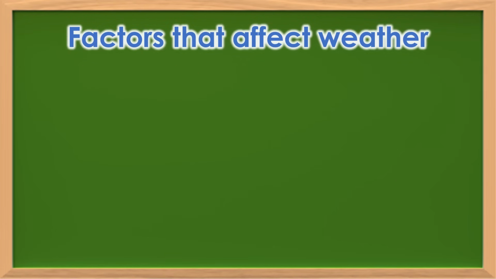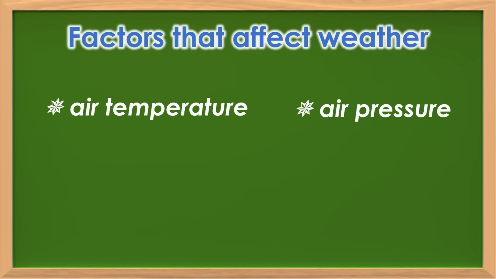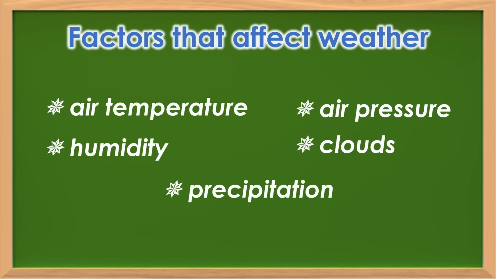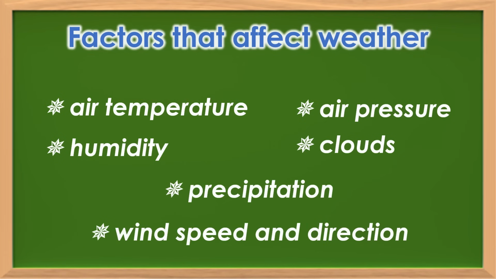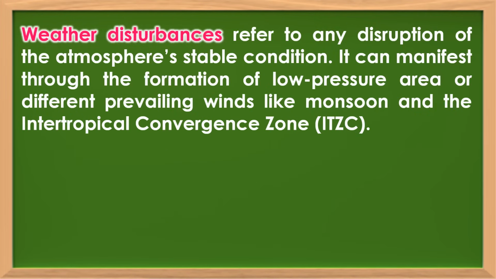The different factors that affect weather include air temperature, air pressure, humidity, clouds, precipitation, and wind speed and direction. When these factors change and affect the condition of the atmosphere, weather disturbances occur. Weather disturbances refer to any disruption of the atmosphere's stable condition.